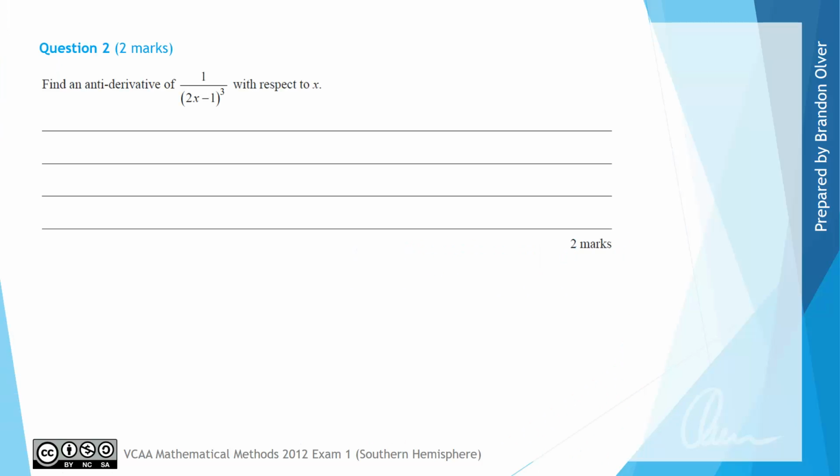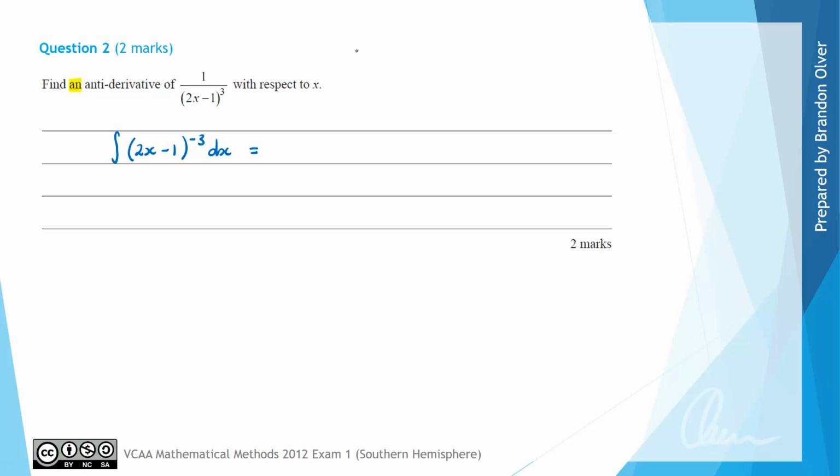So for question 2 we're asked to find an antiderivative of 1 divided by (2x - 1) cubed with respect to x. So therefore what we're being asked to find is the antiderivative of (2x - 1) to the power of negative 3 with respect to x. And now if you look at your formula sheet, there is a formula that deals with this sort of antiderivative.